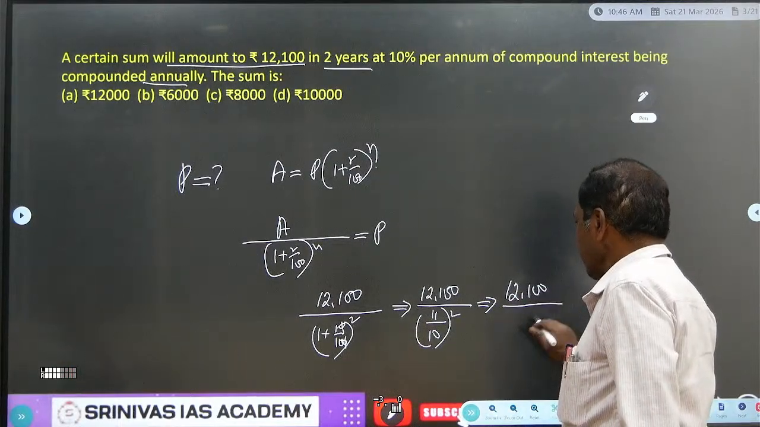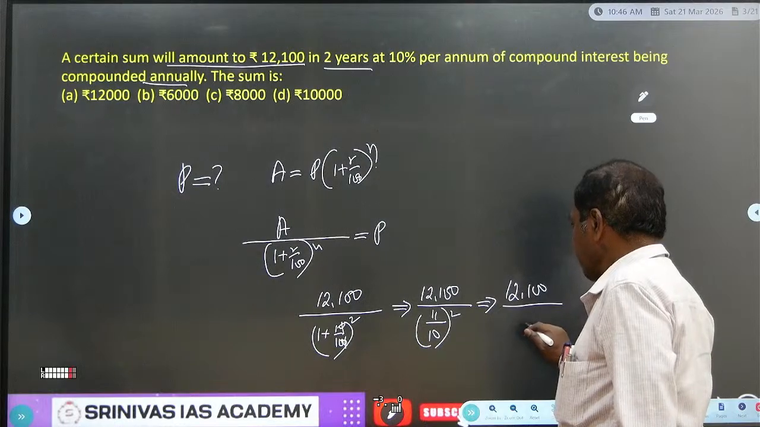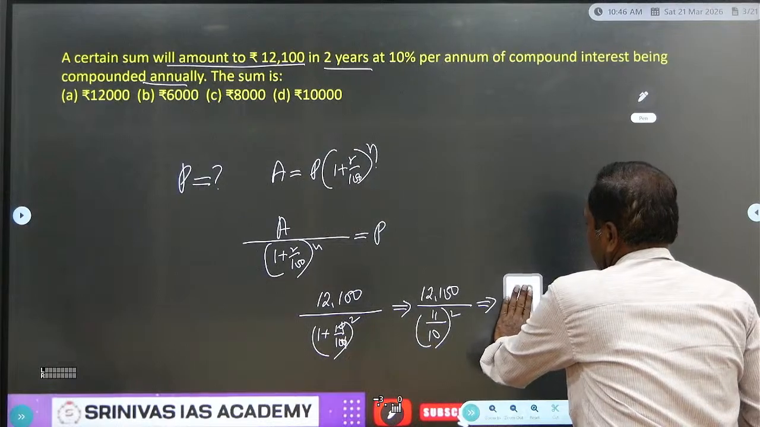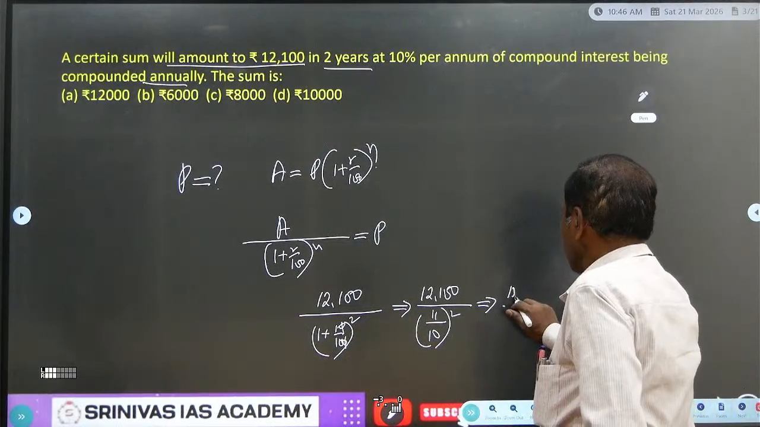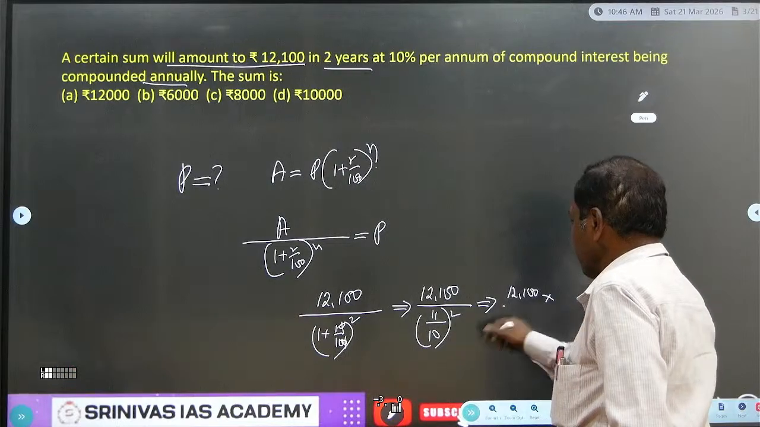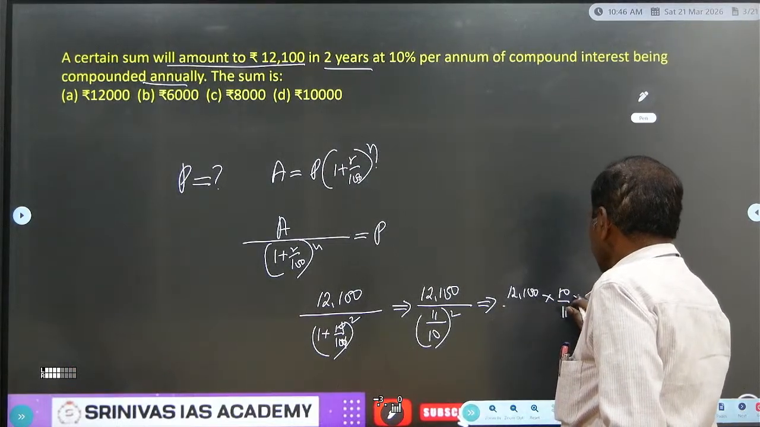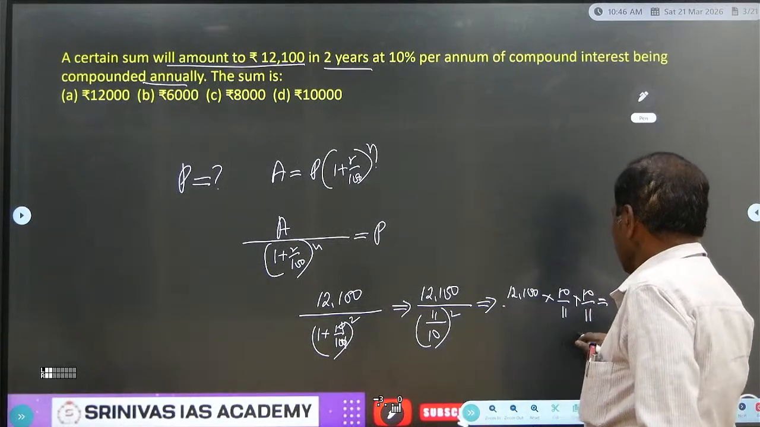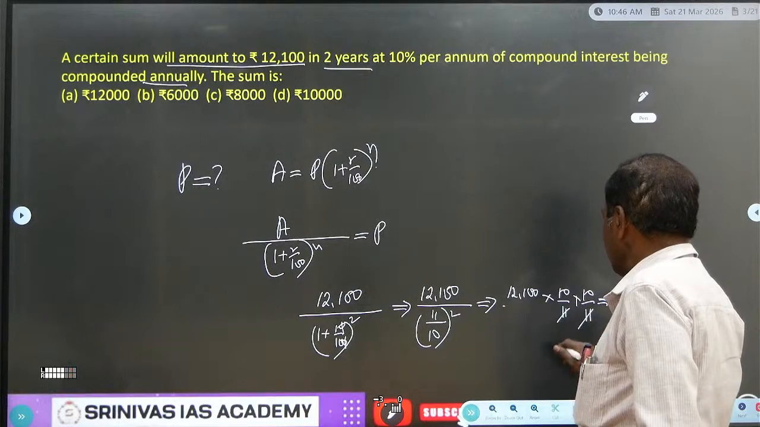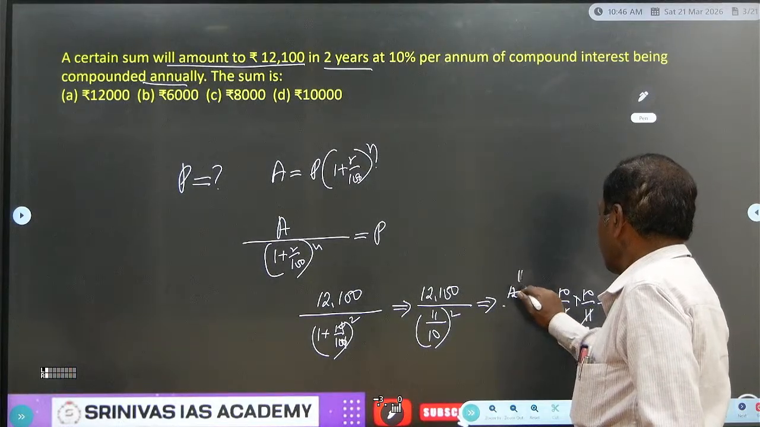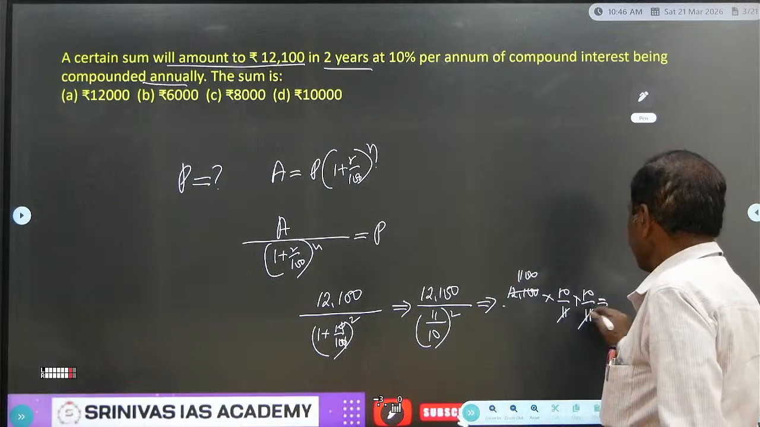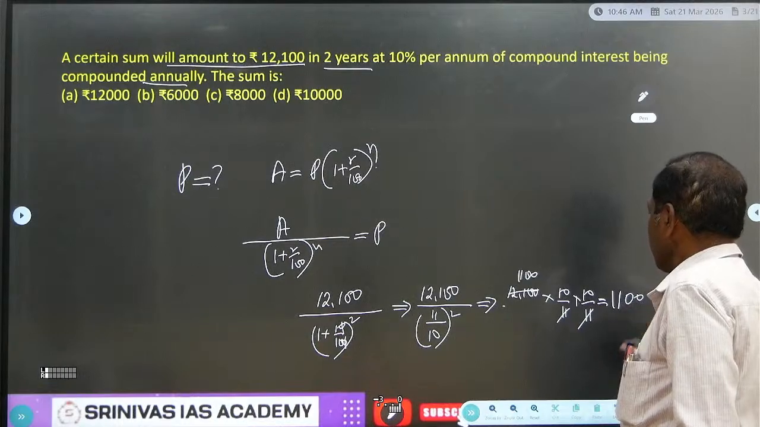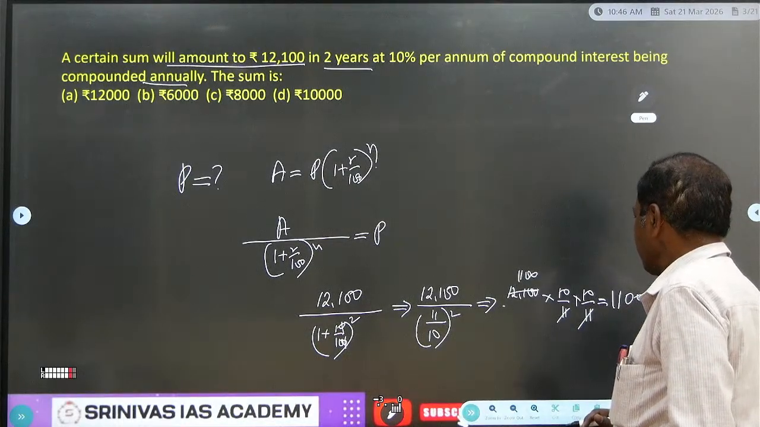12,100 by 11 by 10, you can take the reverse, no? 12,100 into 10 by 11 twice. Right, 11, 11, 121 cancel. So 11, 121. 2 zeros you can retain. 11 into 1, 11. How many zeros are left? 4 zeros. 11 square.